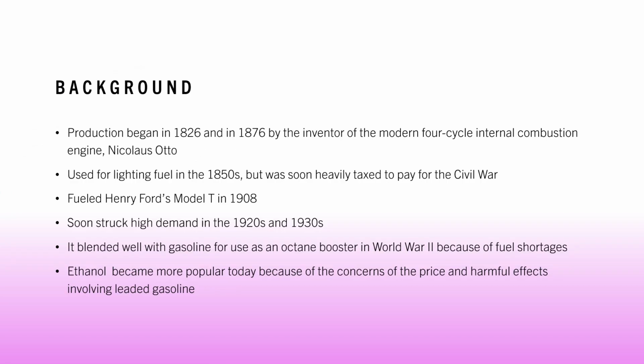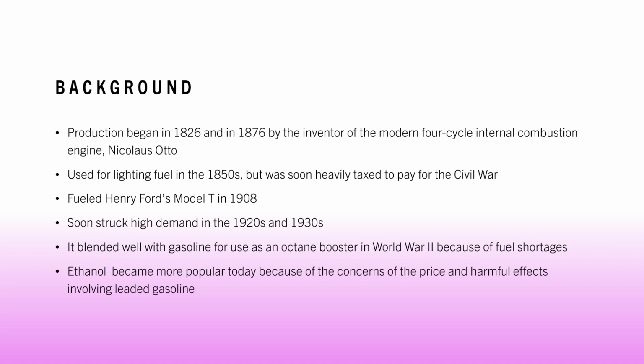Ethanol production began in 1826, and in 1876 the inventor of the modern four-cycle internal combustion engine, Nicholas Otto, used it. It was used for lighting fuel in the 1850s but was soon heavily taxed to pay for the Civil War. It fueled Henry Ford's Model T in 1908. It soon struck high demand in the 1920s and 1930s because it blended well with gasoline for use as an octane booster in World War II.